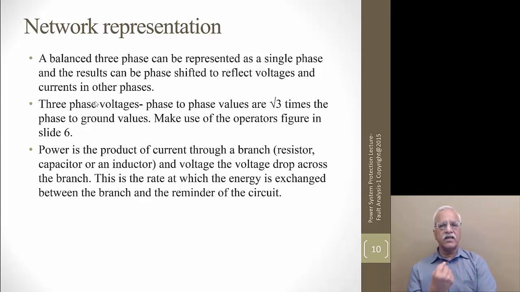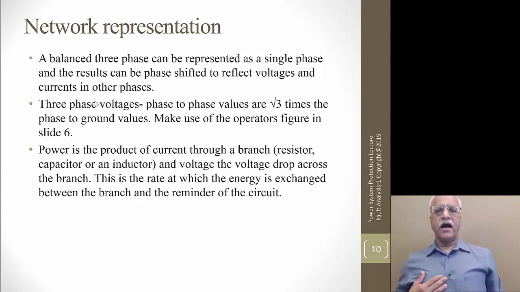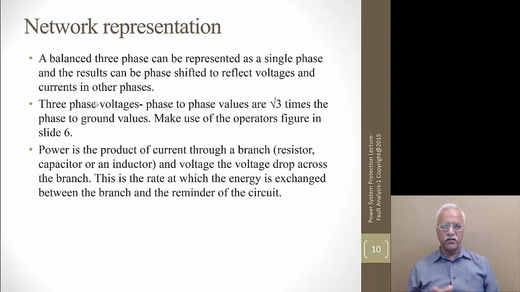And now let's look at the power. Power is the product of the voltage and current. Let's take the example of a resistor. If there is a current flowing through the resistor, we know the voltage drop across the resistor. So the power dissipated by the resistor as heating is V times I, that is, the voltage drop across the resistor and the current through the resistor, right?